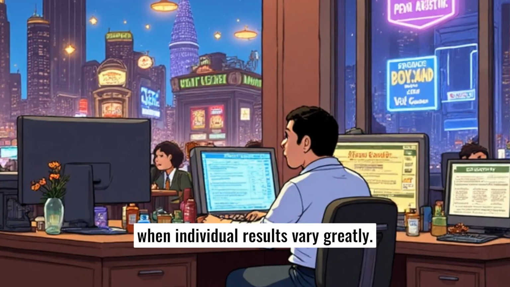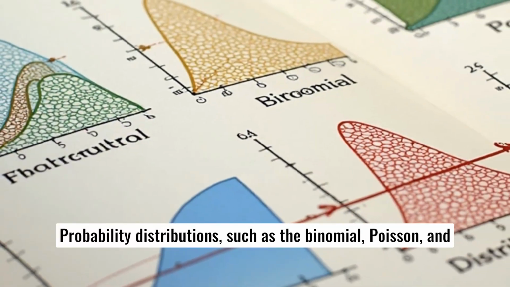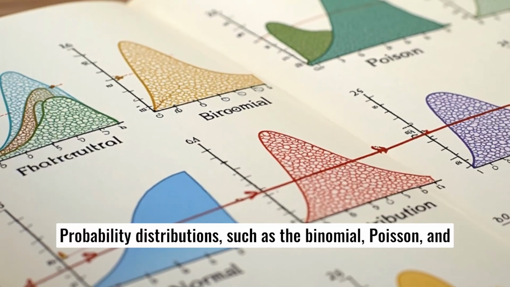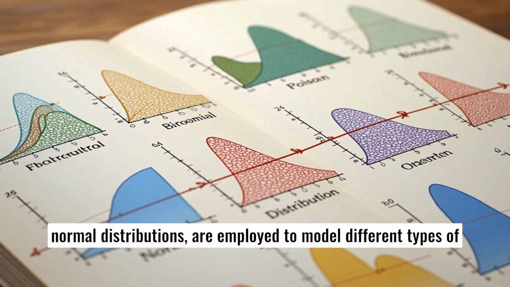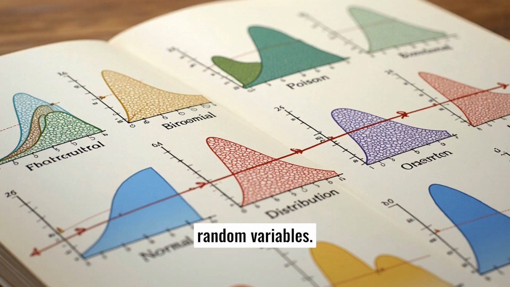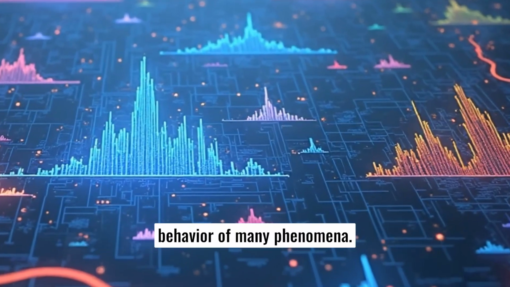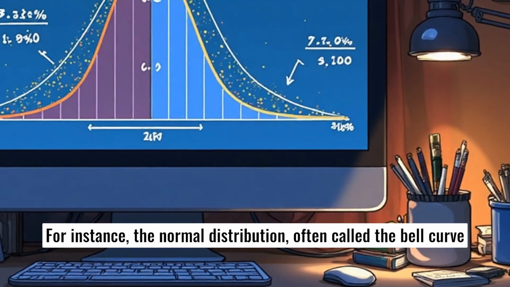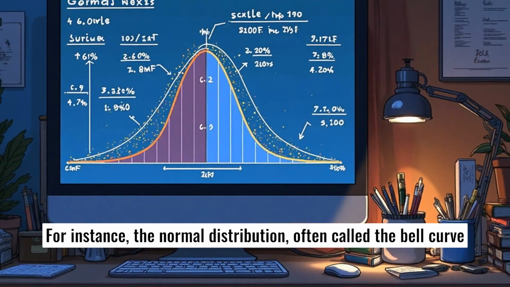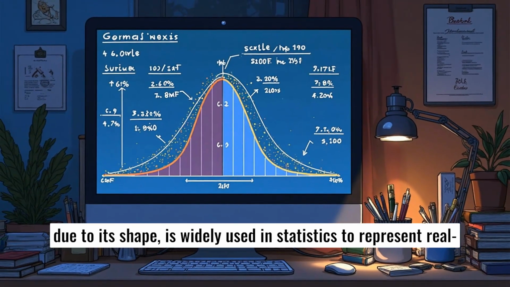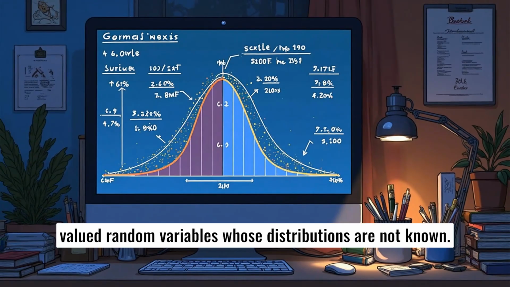results vary greatly. Probability distributions, such as the binomial, Poisson, and normal distributions, are employed to model different types of random variables. These distributions provide a complete description of the behavior of many phenomena. For instance, the normal distribution, often called the bell curve due to its shape, is widely used in statistics to represent real-valued random variables whose distributions are not known.